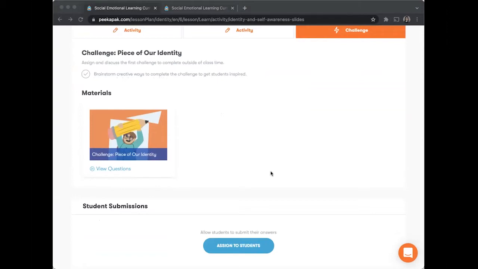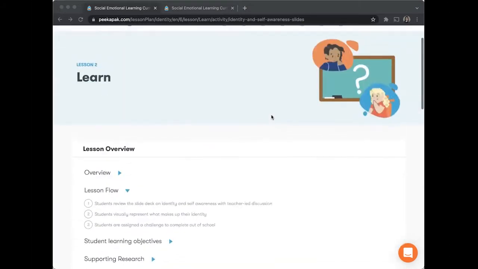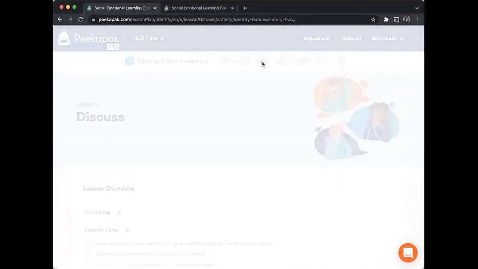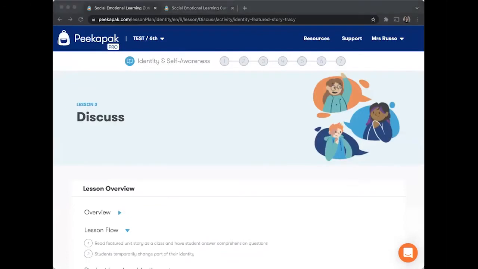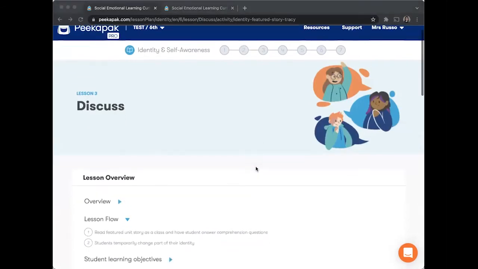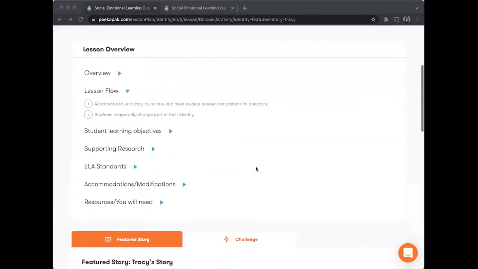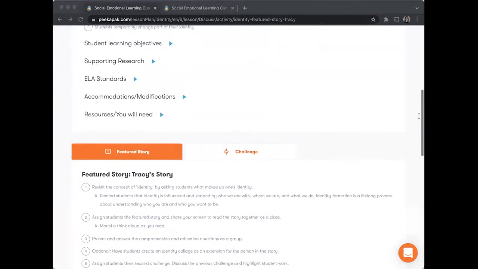As a reminder, challenges again are done outside of class time, and the point is to activate that learning to help them use that skill in the real world context and not just have it isolated to their SEL time. And challenges will occur in lessons 2, 3, 4, and 5, so right in the middle of the units. If we move on to lesson 3, this is where we discuss, and this is the first time they're going to see a story appear, and it's going to be the featured story. And the featured story is going to be read out loud, and you're going to be doing this whole group.